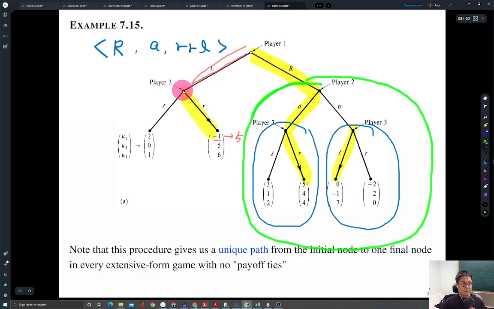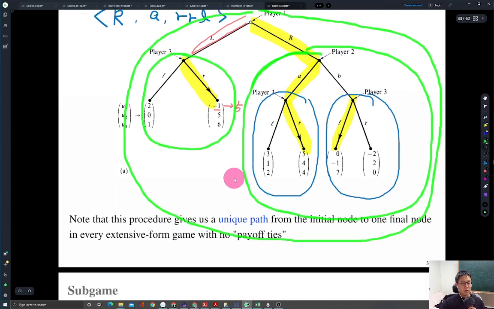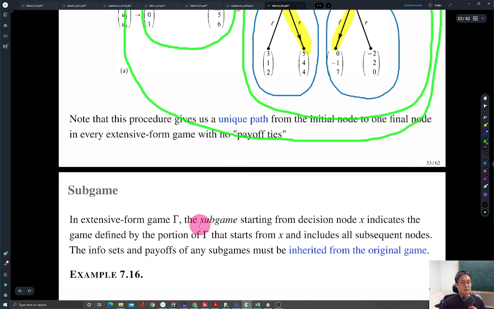And starting from this decision node, this one is another subgame too. And starting from this one, now we have to include every piece, so the entire game also can be regarded as a subgame. So the definition of the subgame is easy to understand. It can be thought of as a subset or portion of the entire game, which starts from one decision node and includes all subsequent nodes.